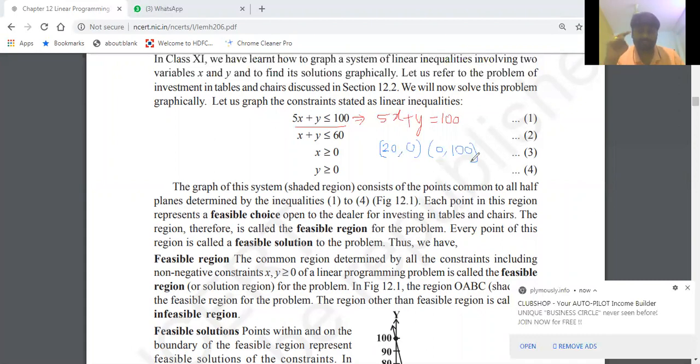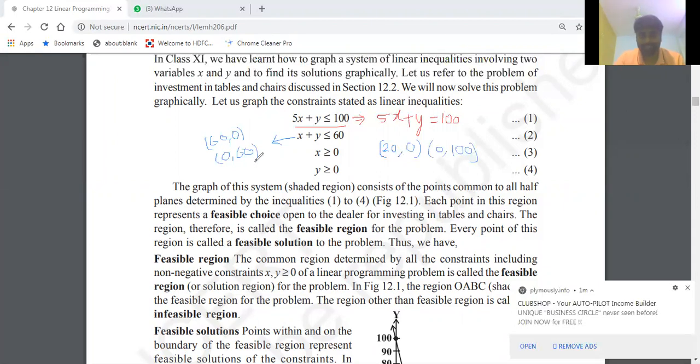After that, we have to take one more point, which is the point of intersection. Okay, that we'll see. Just a second. Let us go for taking points for the second inequality. You tell me what will be the points on the x-axis. 60 comma 0. Next, what will be the point on the y-axis? 0 comma 60. Correct or not? Okay.